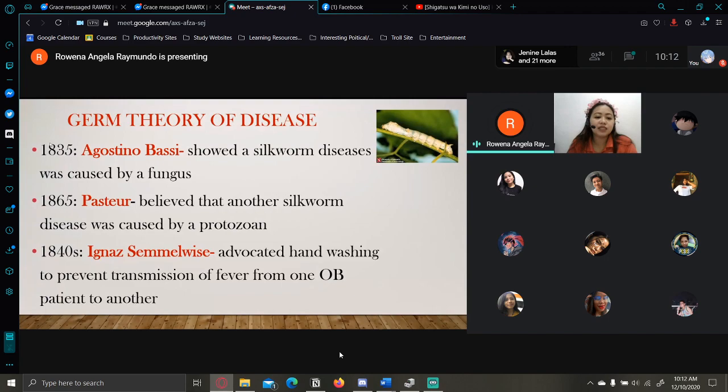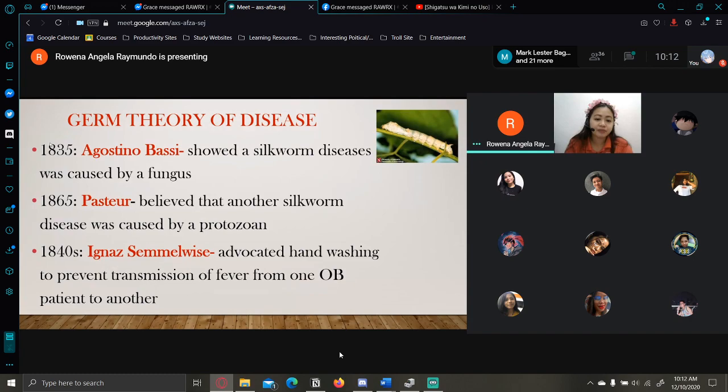Ignaz Semmelweis is an OB-GYN. Okay? Ang nangyari during the time ni Ignaz Semmelweis is that napansin niya na nagkakaroon ng transmission ng puerperal fever from one OB patient to another. Ano yon? Yung puerperal fever, usually nangyayari to kapag nagkakaroon ng infection yung nanay na bagong panganak, and then nagkukuha yan ng sepsis and eventually death.